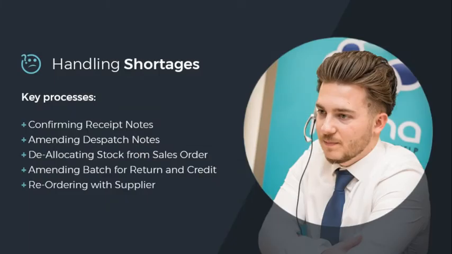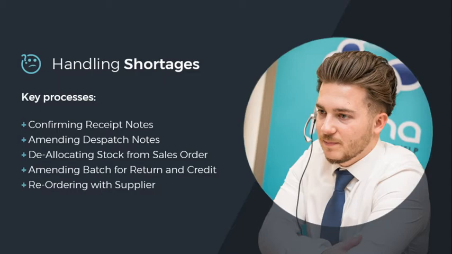So confirming the receipt note, so confirming from your suppliers what you've received into stock. If it was the shortage procedure, you would be effectively treating the item as though you have received it. Reason being, you can then raise return and credit, to make these match with the electronic copies that are coming through from your supplier. You're then amending the dispatch note, so for your customer, taking it off the dispatch note and then being able to deallocate it from their sales order, and then going through the next stages of amending the batch for return and credit. And then doing the reorder with your supplier and contacting them to arrange the credit and stuff as well.